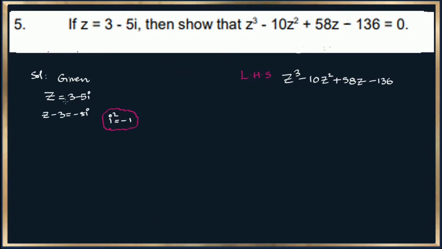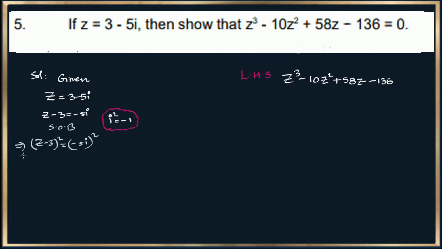Now next question is, if z equals 3 minus 5i, then show that z cube minus 10z square plus 58z minus 136 equals 0. Solution. First write down the given. z equals 3 minus 5i is given. This one we can write as z minus 3 equals minus 5i. Squaring on both sides, (z minus 3) whole square equals (minus 5i) whole square.